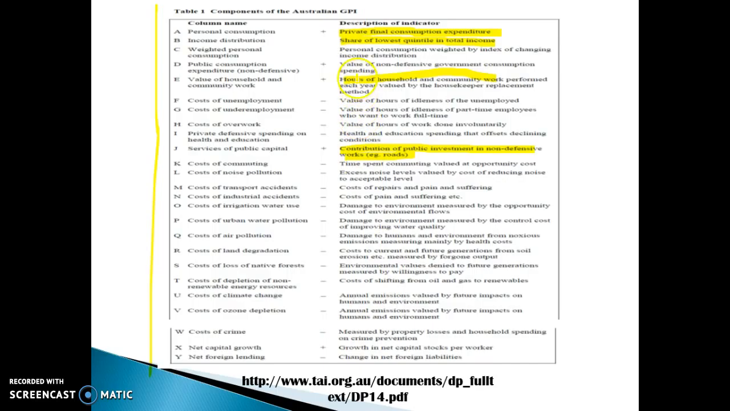And then it detracts things like idleness of the unemployed, or value of hours of work done involuntarily gets deducted. So some of the easier things are that it deducts things like environmental damage, it deducts things like problem gambling, it deducts things like annual emissions, so carbon emissions would get deducted. All of these kind of things would get deducted. Change in net foreign liabilities, so it kind of gives us a measure of how much debt we're going into.